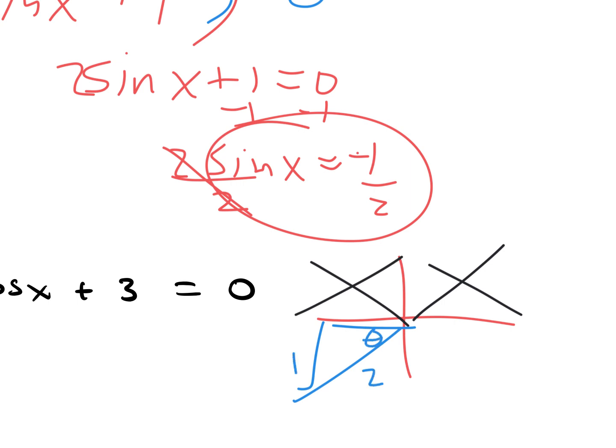Opposite hypotenuse, one's negative. This one must also be negative 1. Oh, no, wait. No, it must be square root of 3. 1, 2, square root of 3. Yeah, that's right. Okay, so then what's across from the 1 is 30, aka pi over 6. But it's not really pi over 6. It's 7 pi over 6.